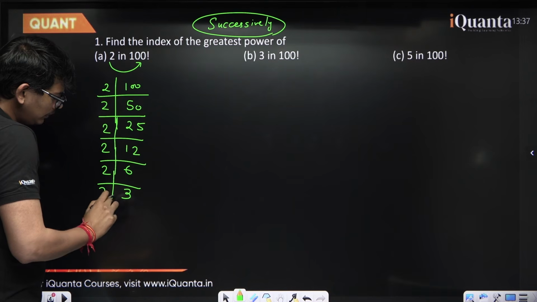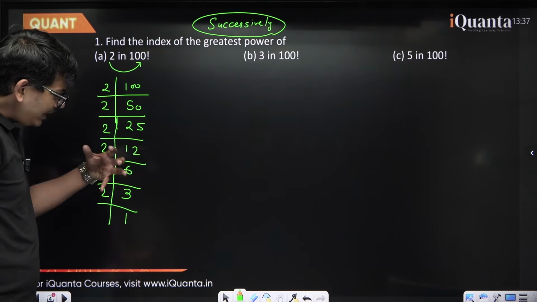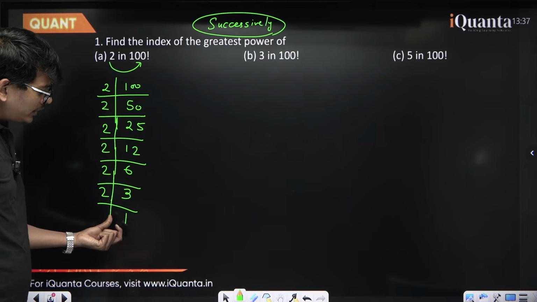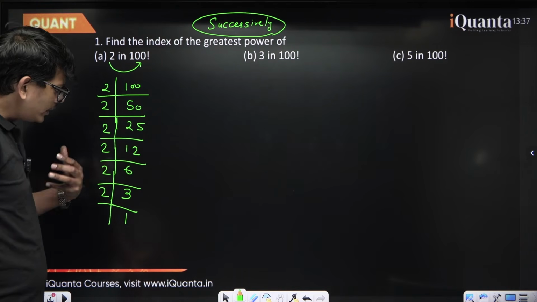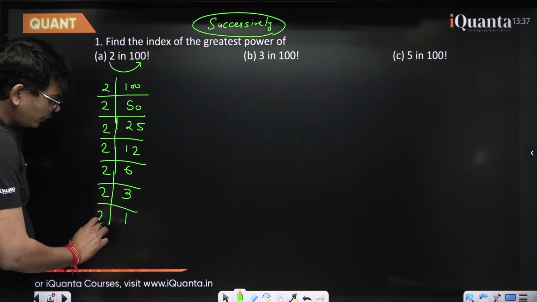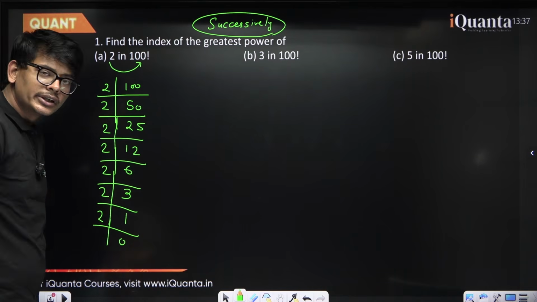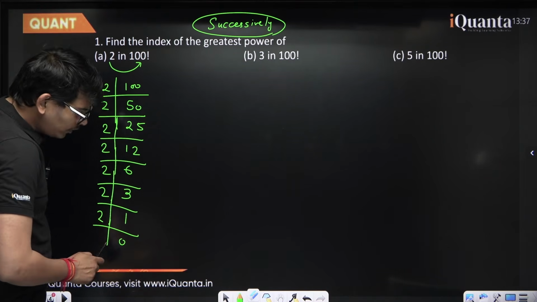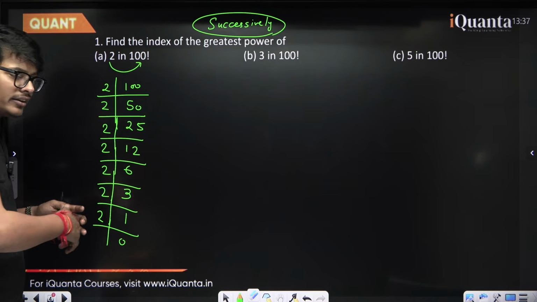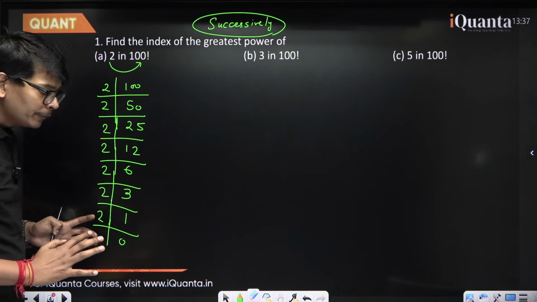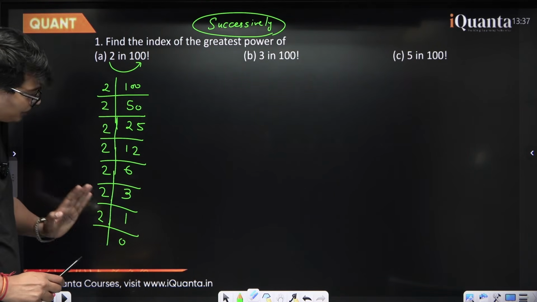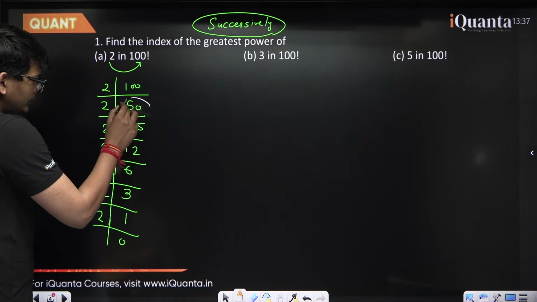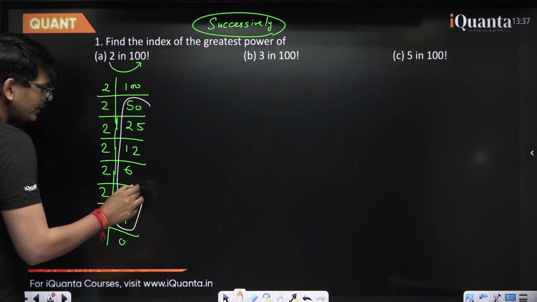You will keep dividing until the quotient you get is 1, or you can say further division is not possible. If you further divide it you will get a quotient of 0, so there is no point in dividing once we get 1, or we can easily understand that there will be no more quotient available, right? So we will stop here. Now you got these quotients, take the sum.